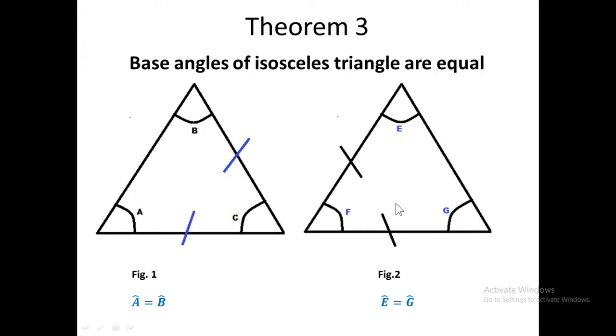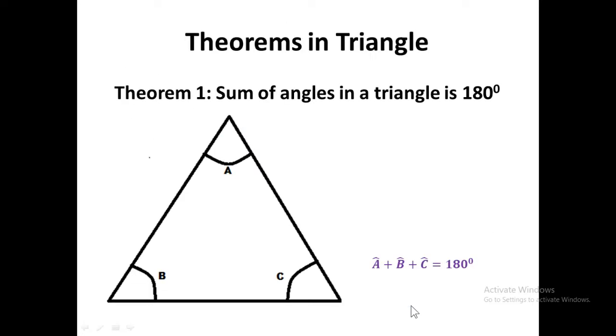Let's look at this figure 2 that we have here. We are given that this side is equal to this side. That means this is an isosceles triangle. Then where are the two base angles? If this side is equal to this side, that means this angle E and angle G are the two base angles, and that means they are what? They are equal.